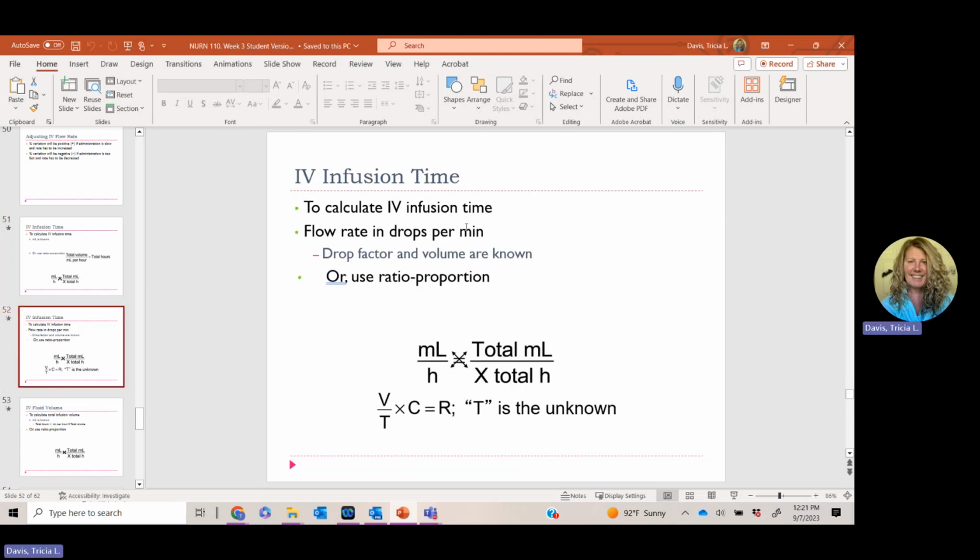To calculate the IV infusion time and the flow rate in drops per minute, when the drop factor and the volume are known, we're going to use this ratio proportion. So it's your mLs over your hours, over your total mLs, and then the X is total hours. So the T is what's unknown. You would use this formula: volume in mLs over time in minutes times your drop factor constant equals your rate.